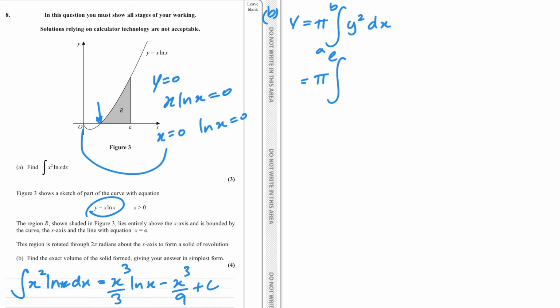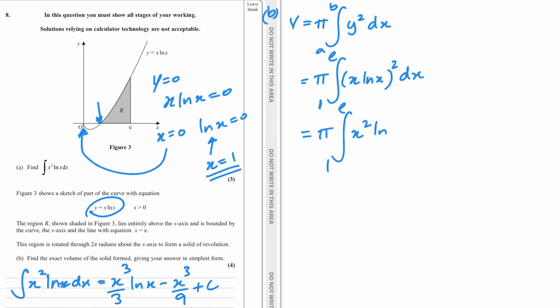Well, x equals 0 is obviously this point, so we don't want this one. And ln x equals 0 happens when x equals 1. And you can rearrange your logs to get that if you weren't sure about it. So that is then my bottom limit. Y squared, so that's going to be this x ln x squared dx. So I am looking at the integral between e and 1 of x squared ln x squared dx.